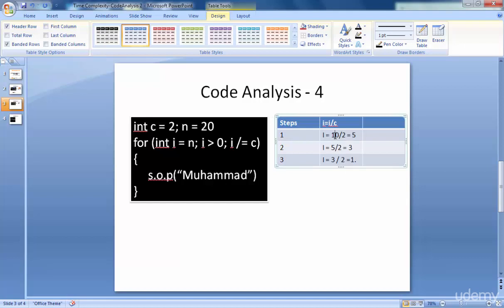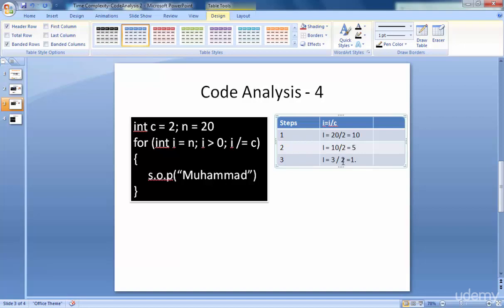Sorry, it's 20. It's missing. I did make the mistake. So the number of the first is 10, right? It's not the value of n was 20 initially, so that was a mistake. Okay, now here it's 10. 10 divided by 2, we have 5.